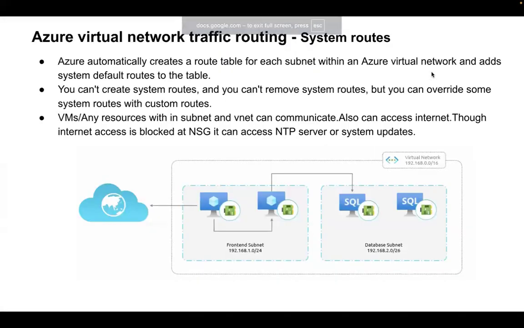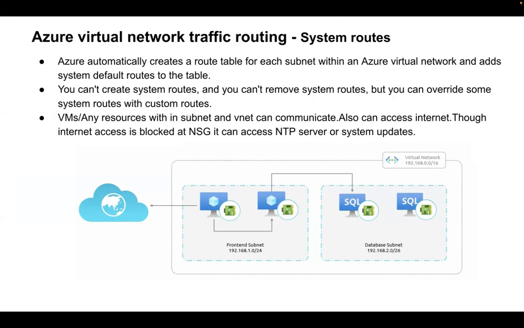Okay, virtual network traffic routing, system routes. So basically, this traffic routing, right? Inside Azure, there are two different types of routes. One is user-defined routes. The second one is system routes. So what are these routes and why do we need these routes?